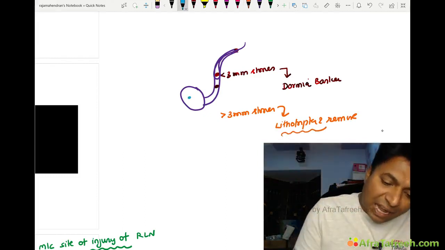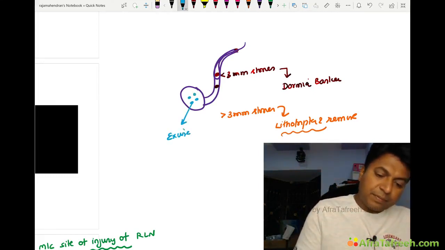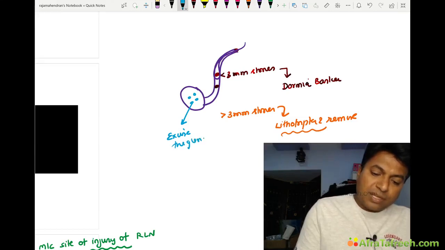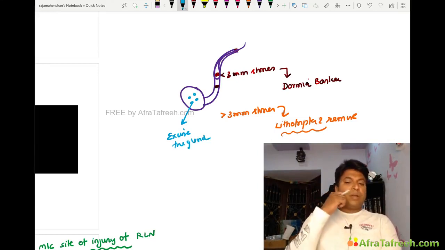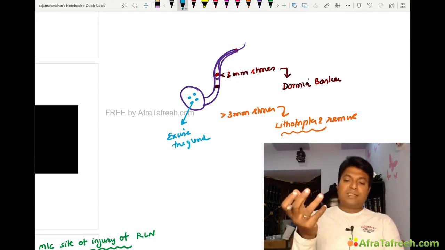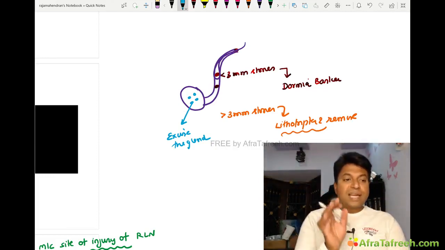Stones inside the glands: excise the gland. So this is the latest concept. Previously there was a lot of controversy. Nothing is there now. Less than 3 mm stone, Dormia basket. More than 3 mm stone, lithotripter and remove. Excise the gland if the stone is inside the submandibular gland.